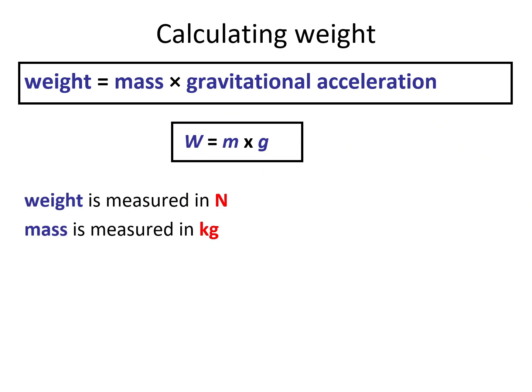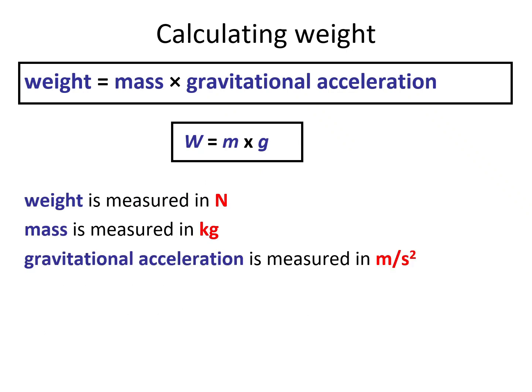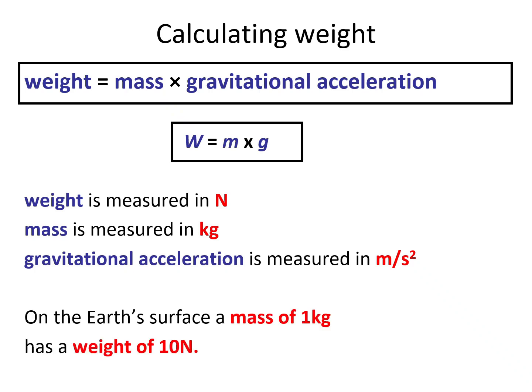Weight is measured in newtons, mass in kilograms, and the acceleration due to gravity in meters per second squared. And on the Earth's surface, a mass of 1 kilogram has an approximate weight of either 10 newtons or 9.8 newtons, depending on the course that you're doing.